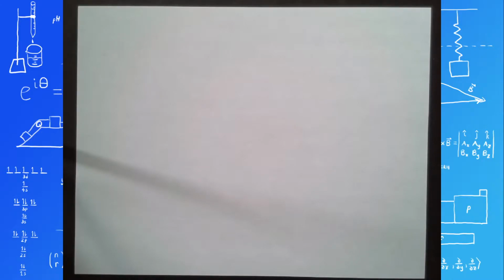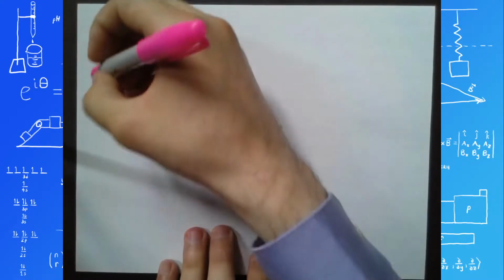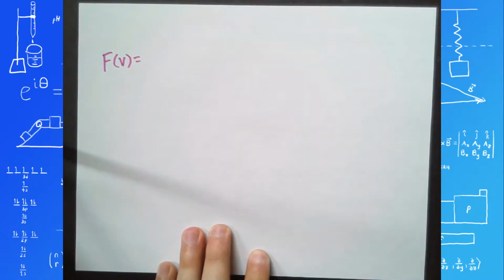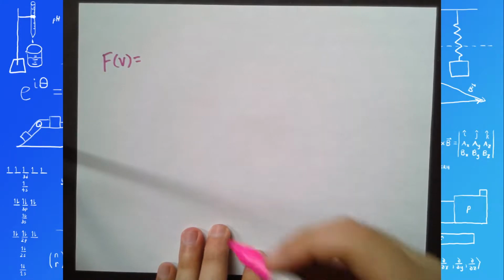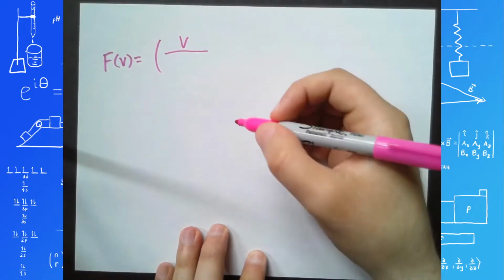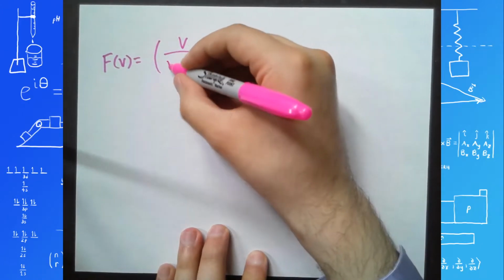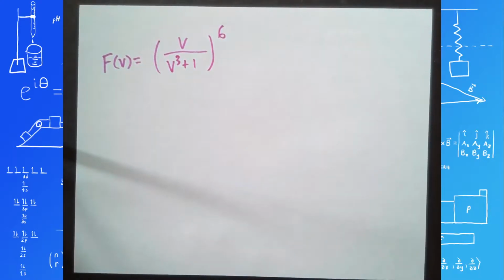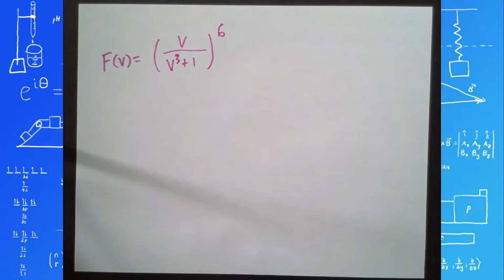How about, we've got a function here, f of v equals, where did it go? I already lost it. Equals v over v cubed plus 1, all raised to the 6th power. Okay, so this is going to be a quotient rule within a chain rule.